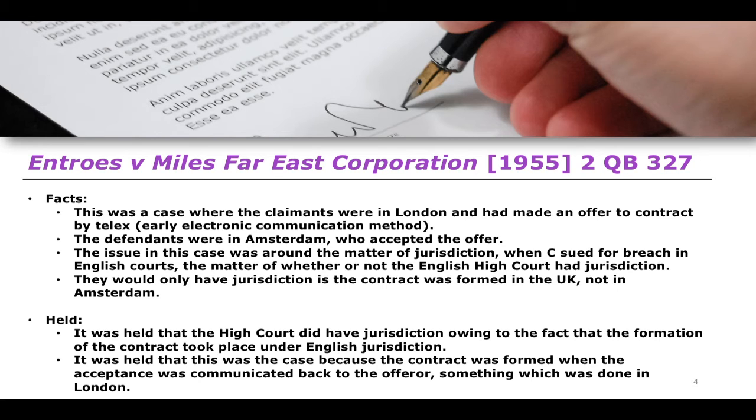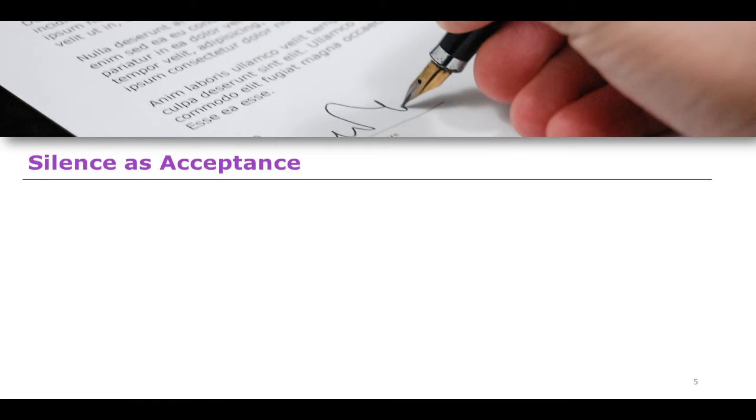A contract is not created when the acceptance is merely decided all the way back in Amsterdam. So, it was held that this was the case because the contract was formed when the acceptance was communicated. So there you go. That is the explanation of how communication of acceptance essentially operates.